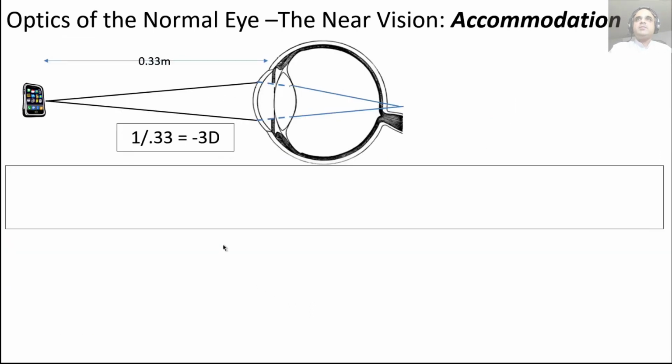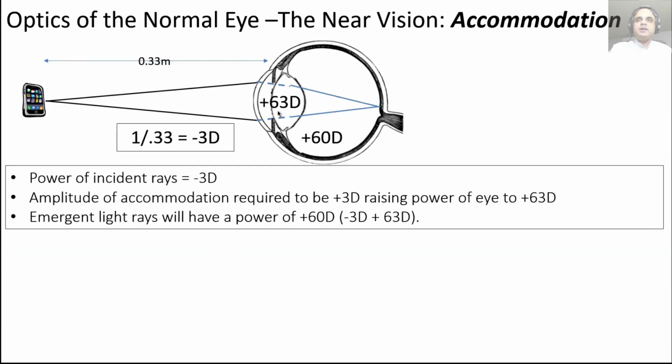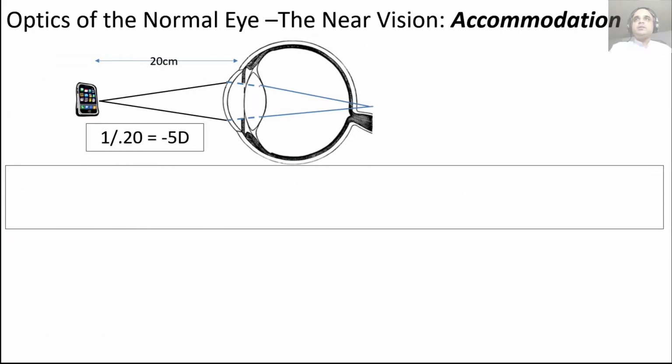In this case, the amplitude of accommodation is only 3, because we only needed to raise the power of the eye by 3 diopters. What is going to be the amplitude of accommodation in this case? It's very simple. You don't even need to do math. Just take this number and change the sign, because -5 plus 60 is 55, and we need 60. So 55 plus 5 is 60.